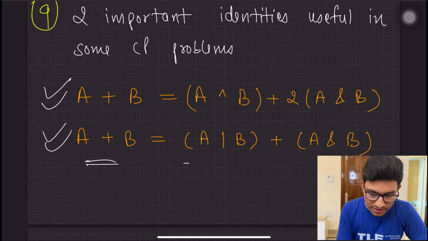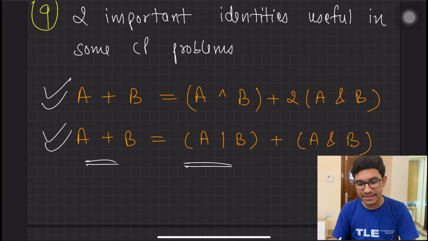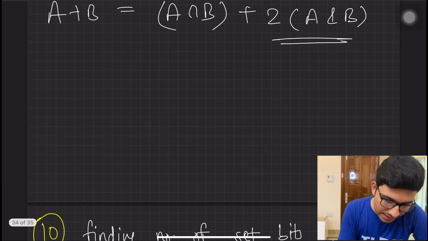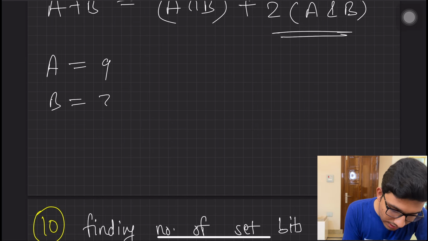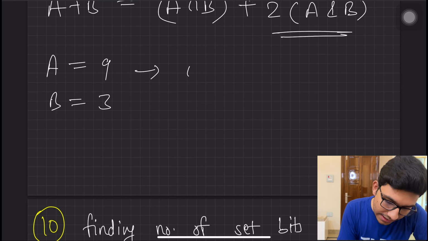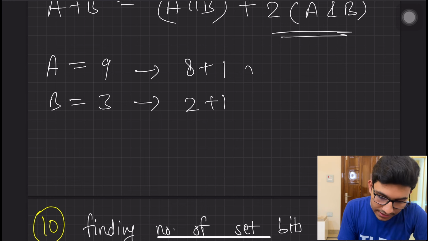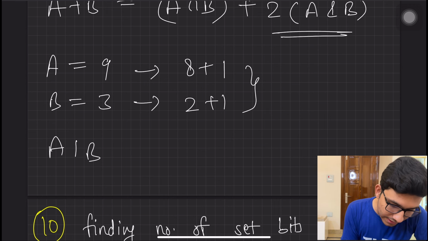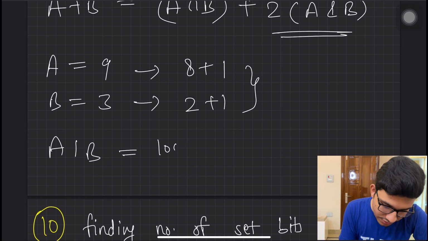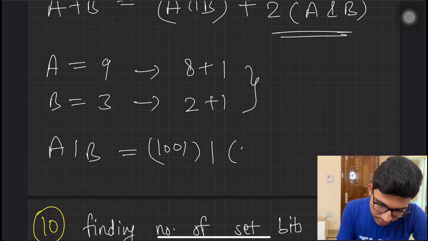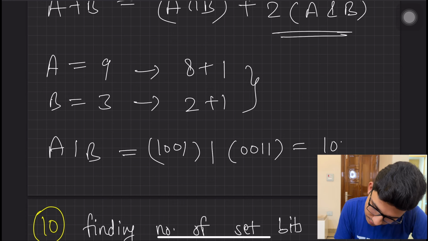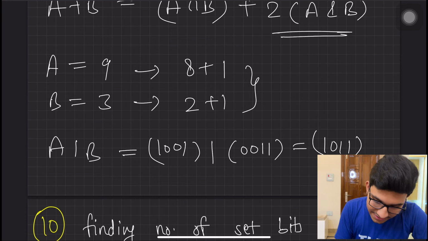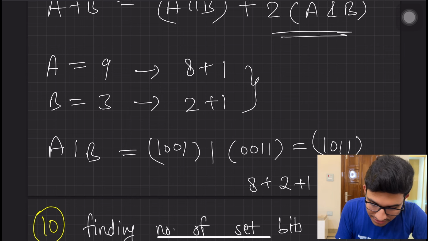The second property goes like this, that you do a or b plus a and b, right? Same thing, if you look at a is equal to 9 and b is equal to 3, then you want to do something like 8 plus 1 and you want to do something like 2 plus 1, right? Now a or b will be like saying 1 0 0 1 or 0 0 1 1. So this number comes out to be 1 0 1 1, right? So this has 8 plus 2 plus 1, right?